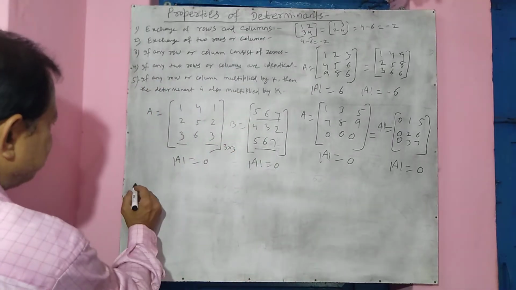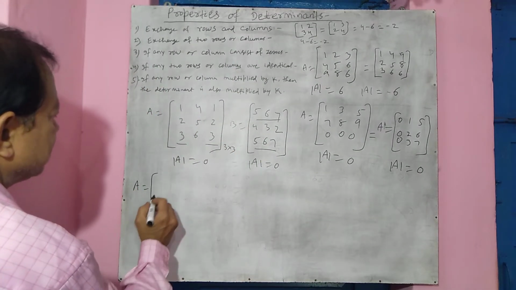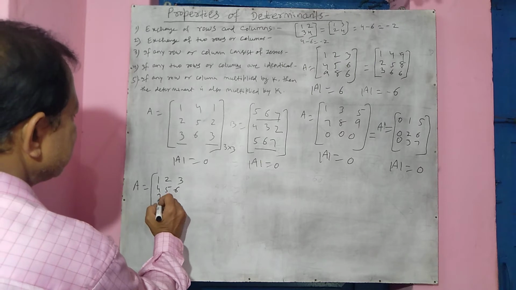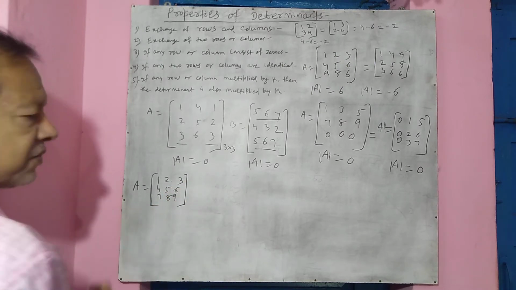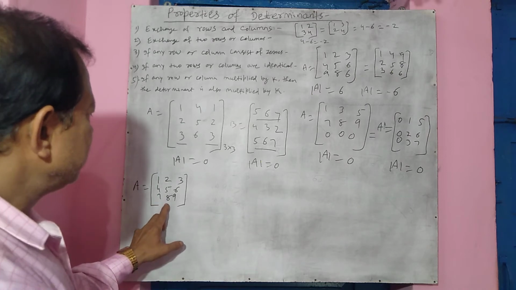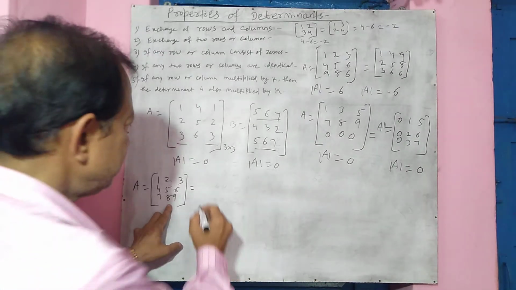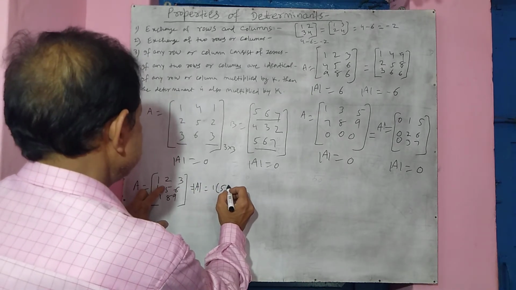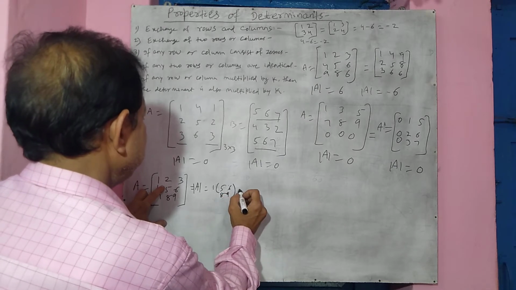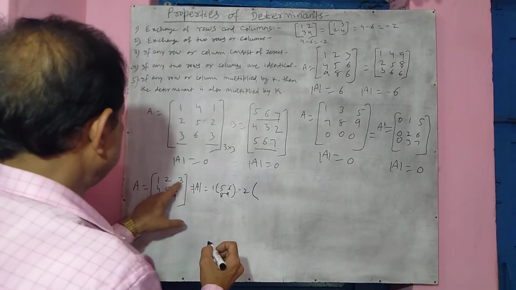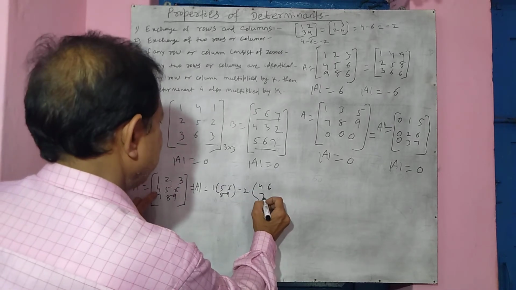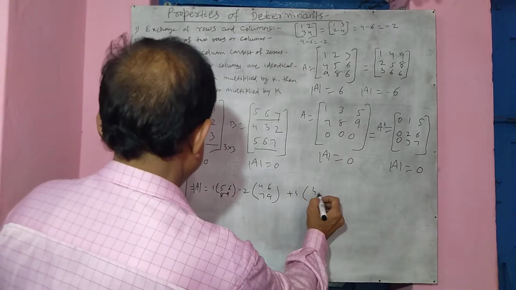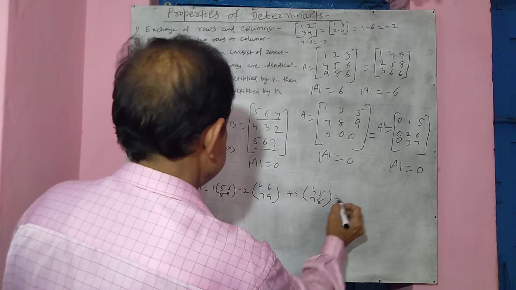Let us take an example. Let's say A is the matrix 1, 2, 3, 4, 5, 6, 7, 8, 9. Okay? Now, let's find out the determinant here. A determinant will be equal to 1 times (5, 6, 8, 9), then minus 2 times (4, 6, 7, 9), then plus 3 times (4, 5, 7, 8).